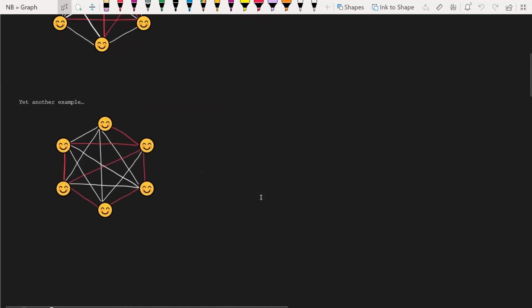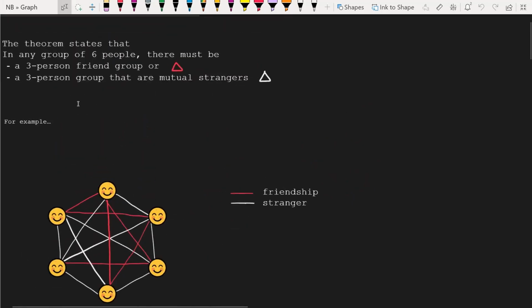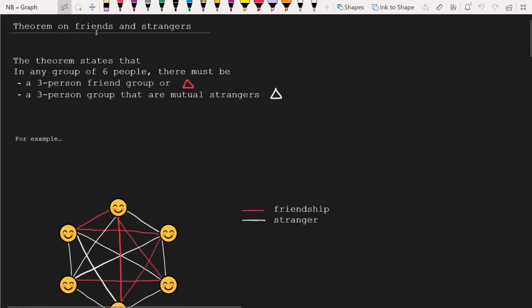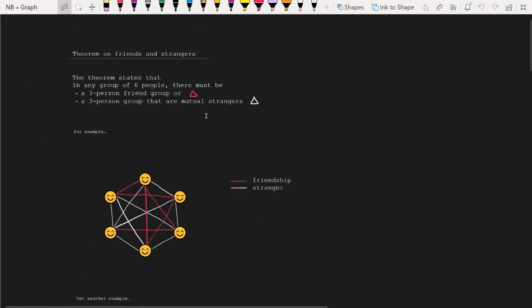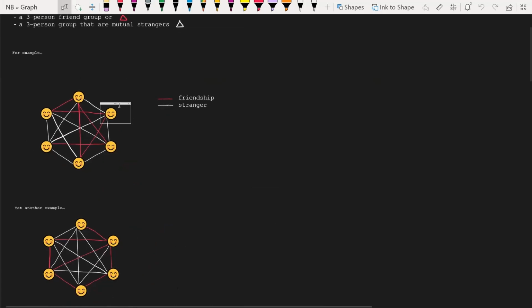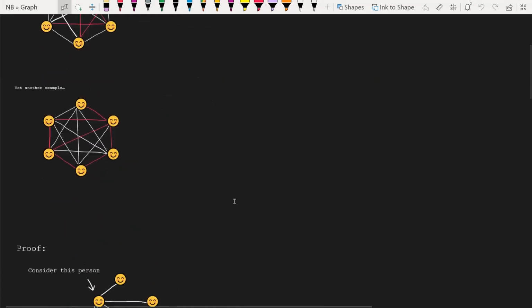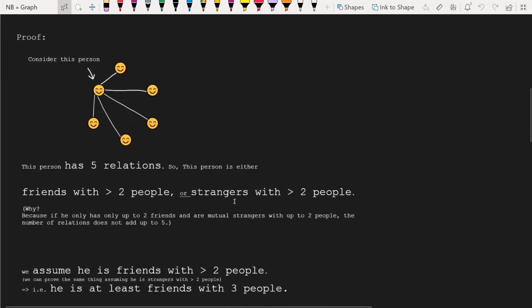To recap, in this video, we've learned that the theorem on friends and strangers says that in any group of 6 people, there must be a 3-person friend group or a 3-person group that are mutual strangers. We used 2 random examples to see that this theorem indeed holds. After that, we did a proof.